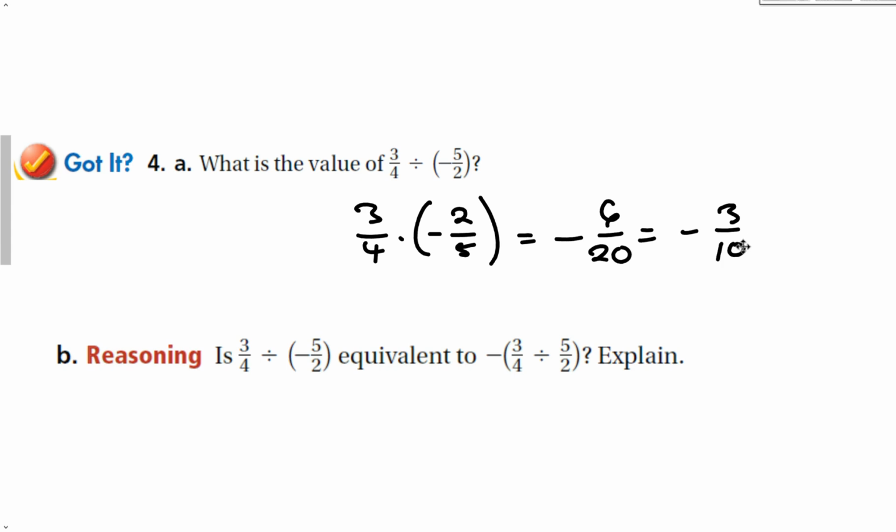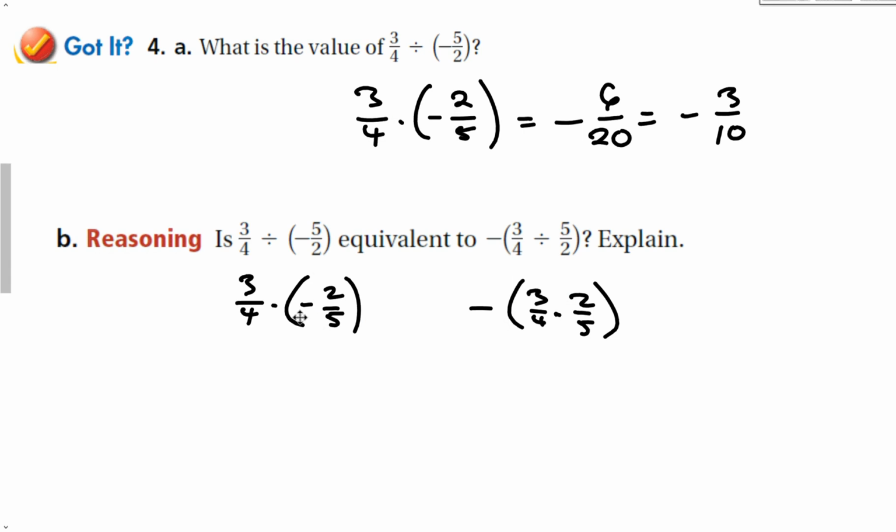Okay, here's something. Is negative 3 over 4 divided by negative 5 over 2 equivalent to 3 over 4 divided by 5 over 2, all of that negative? Well, let's see. We've got 3 over 4 times negative 2 over 5, and in this case, we have negative 3 over 4 times 2 over 5. In both cases, the answer is going to be negative, because we have a positive times a negative. So that's negative 6 over 20, which is negative 3 over 10, just like before. It happens to be the same exact problem, and we get the same thing, because we multiply them first, and then we make the answer negative, so we still get negative 3 over 10.